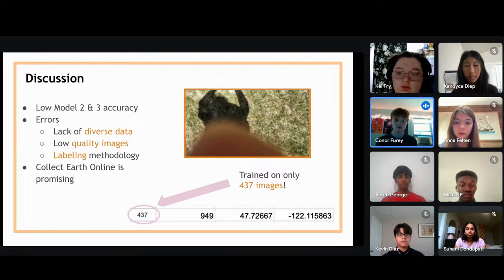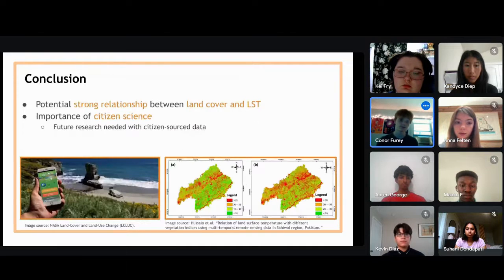There are a few sources of error that limited the predictive power of our models. Some images were poorly taken and had lower quality compared to the rest, resulting in less accurate labels. Second, our sample size was relatively small, containing less than a third of the possible photos. However, the addition of CEO data improved the accuracy between Models 2 and 3. In summary, we found that there is potentially a strong relationship between land cover and land surface temperature that would become more apparent if we address the sources of error in our study.